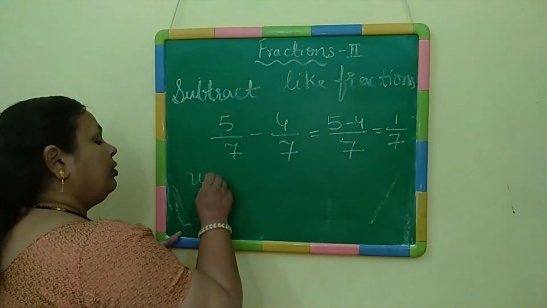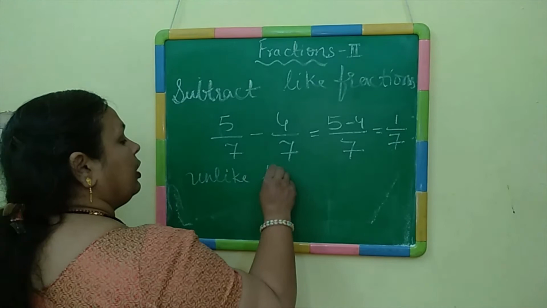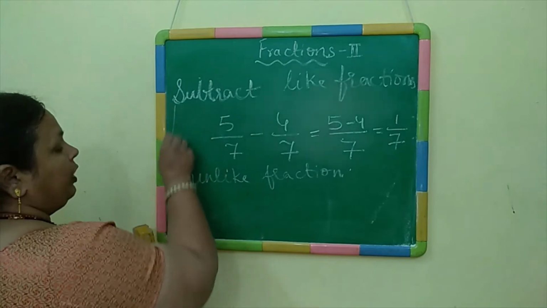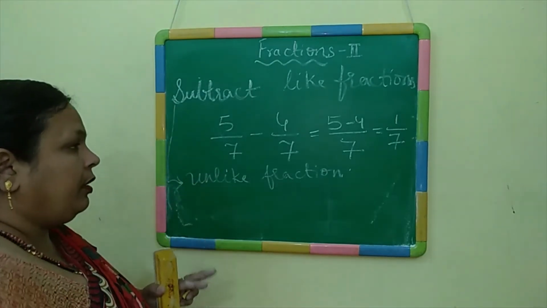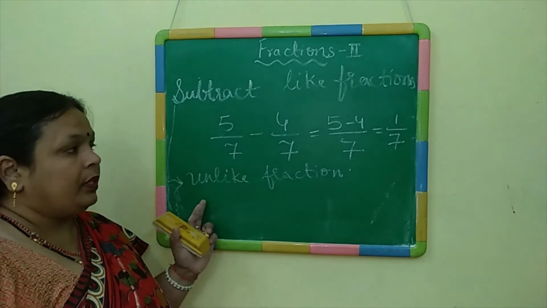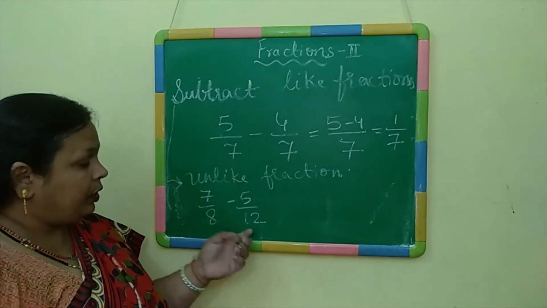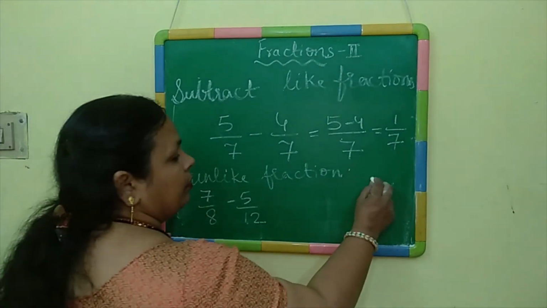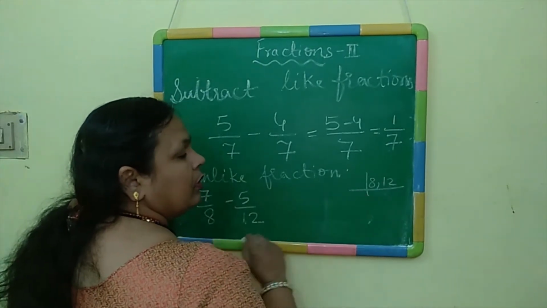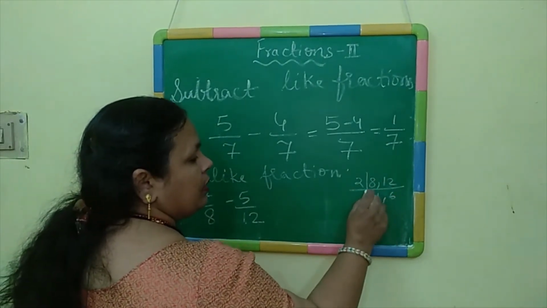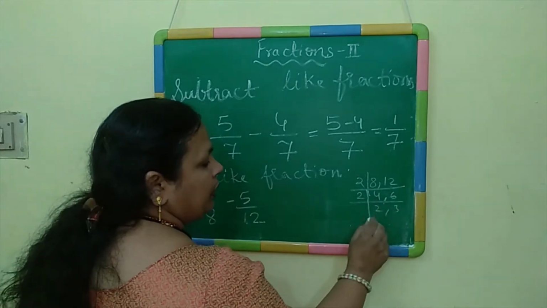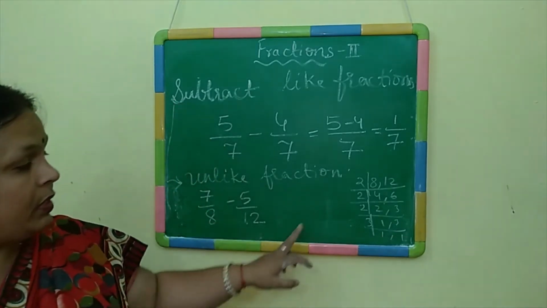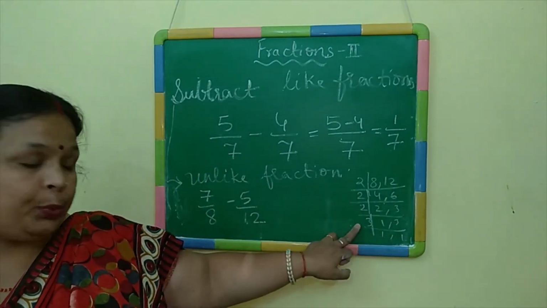Now how to go for unlike fractions? What are we going to do? We are going to subtract two unlike fractions. Now we will take an example of unlike fraction subtraction, with denominators 8 and 12. What is the LCM of 8 and 12? 2, 4, 6, 2, 2, 3, 2, 1, 3 and 1, 1. So the LCM is 2 twos are 4, 4 twos are 8, 8 threes are 24.